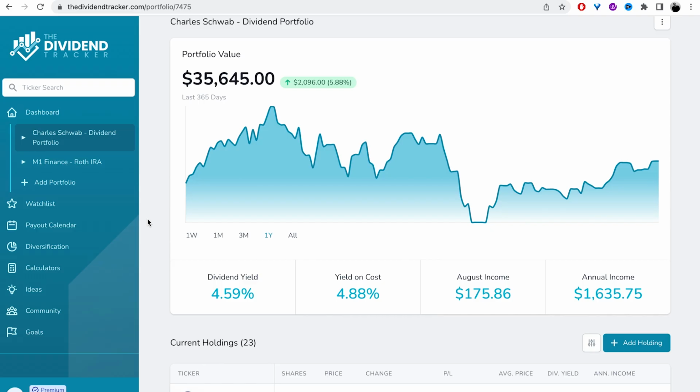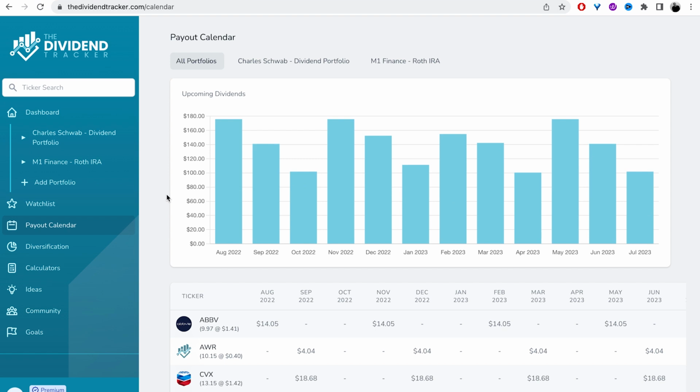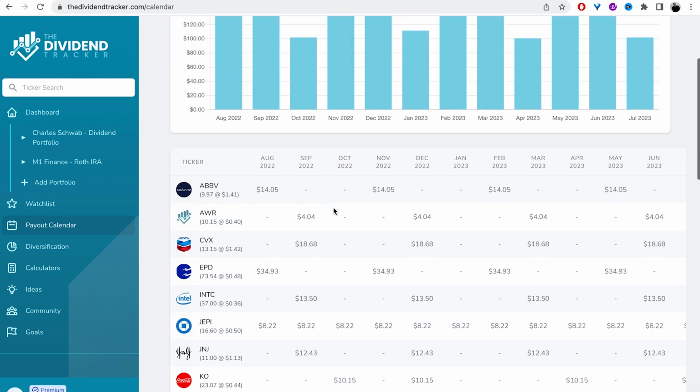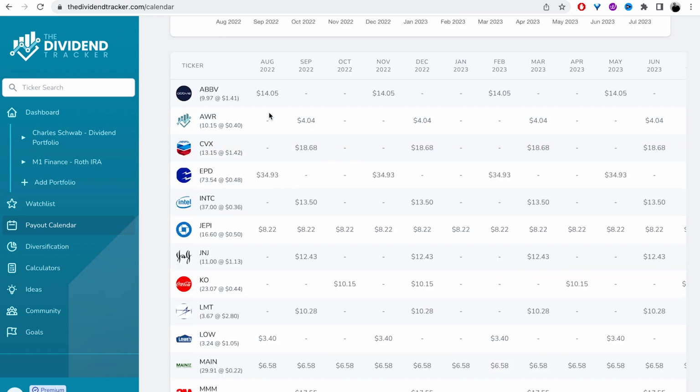Now moving on, guys, one of my favorite features on this website is the payout calendar right here, which is included in both the free version and the premium version of this website. As you guys can see, it's going to show you your projected dividend income for every single year, and also scrolling down, it'll show you a full laid out payout calendar, so you can see which dividends are paying in which months.